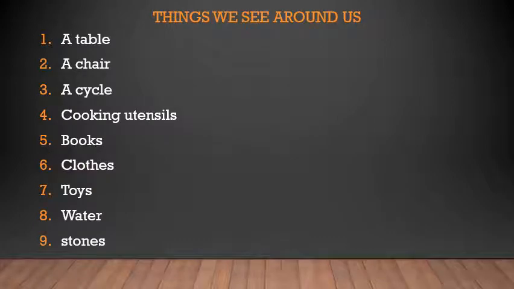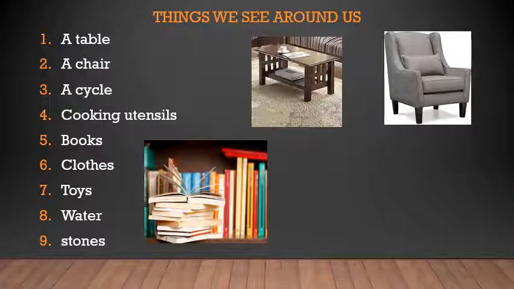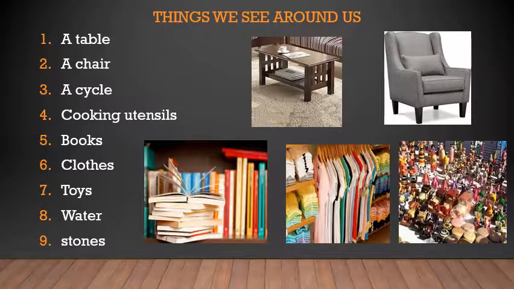Now, things that we see around us: we see a table, a chair, a cycle, cooking vessels, books, clothes, toys, water, stones. All these objects have different shapes, colors and uses. The table is used for different things, like keeping or serving coffee; your dining table has a different use. The chair is used for sitting, and a cycle is used for riding. Cooking utensils are used for cooking, books for reading and studying, clothes for wearing, toys for playing, water for drinking, stones for playing around. These are different objects which look entirely different and are used in very different ways.